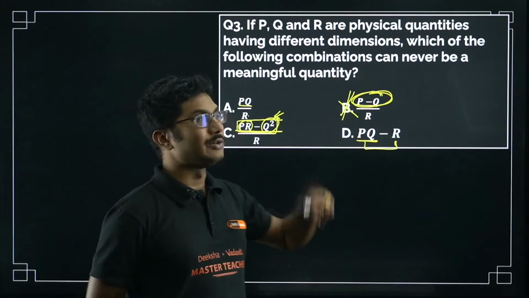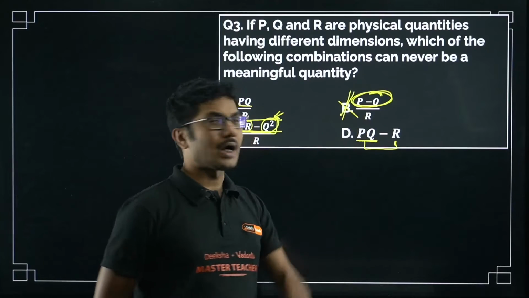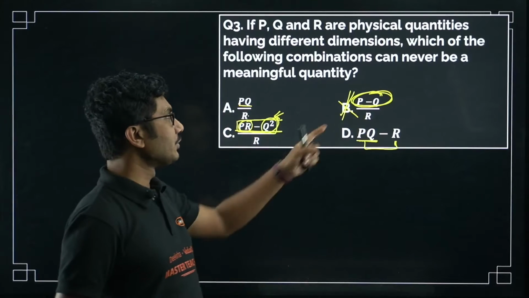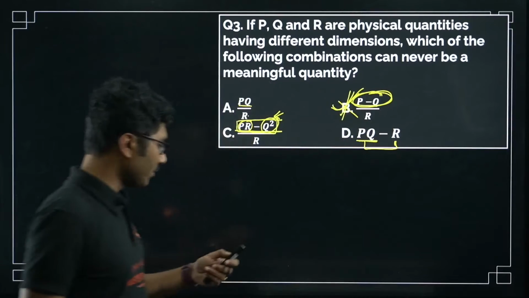But P minus Q, with different dimensions, that means kg minus meter, is not possible no matter what you are dividing it with, right? So this is not possible, so this dimension is absurd. So this is the correct answer for this question.